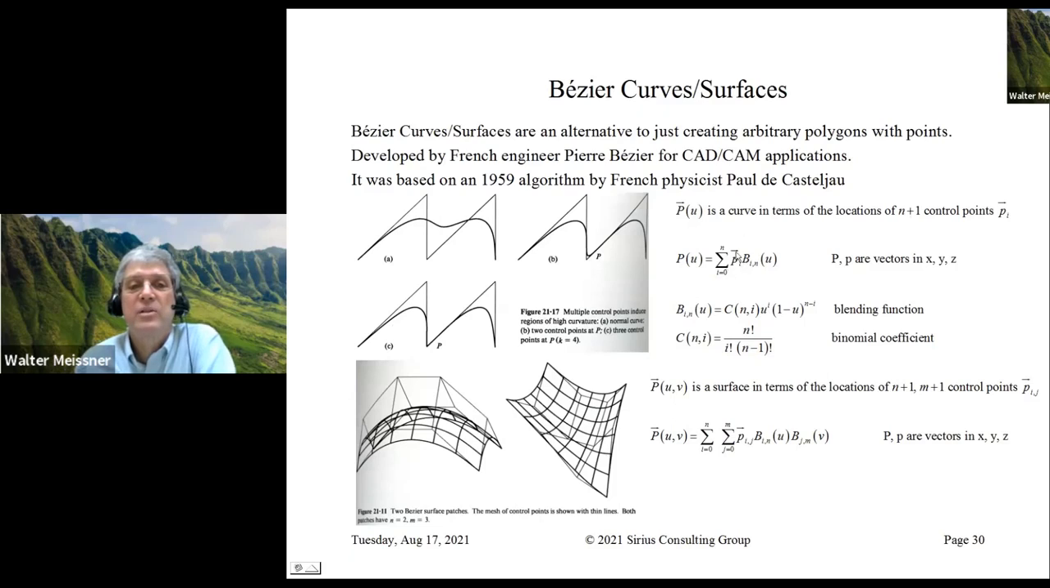And this blending function is used in the summation over the number of control points. So P i is a control point, the ith control point, and a blending function for the ith control point will end up in a nice curve. Now this can be extended in 2 dimensions to get surfaces. It's very similar, except there are 2 summations and 2 blending functions.